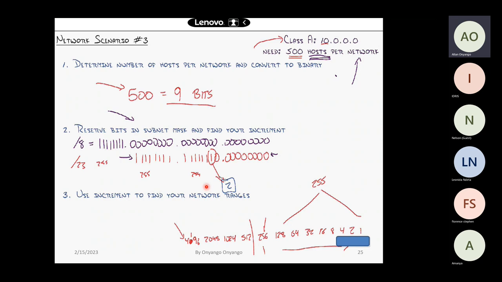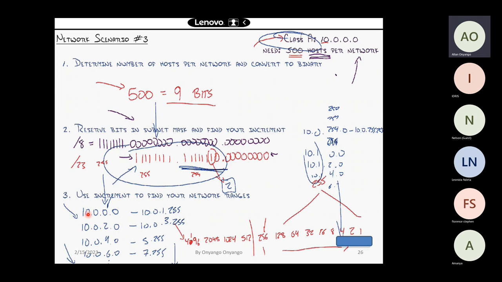The last thing to do is now use the increment, which is 2, to find our network ranges. So 10.0.0.0, we're going to add 2 to the third octet: 10.0.0.0, 10.0.2.0, 10.0.4.0, 10.0.6.0, so on and so forth. Then, like we did previously, the second network begins with dot 2.